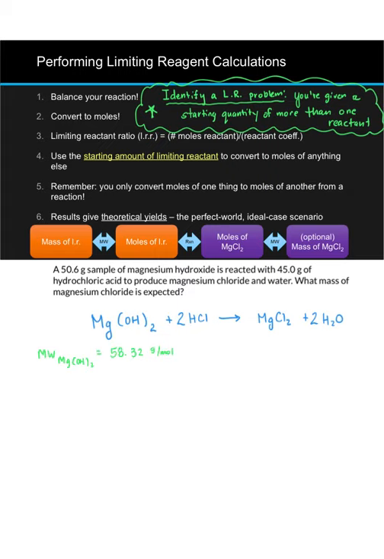The molar mass, or molecular weight, for hydrochloric acid is not affected at all by any coefficient that comes up before it. There's just one hydrogen and one chlorine in the formula, 36.46 grams per mole. To convert our starting masses into moles, we need to take 50.6 grams worth of magnesium hydroxide, divide by its molar mass, 58.32. We end up with 0.868.